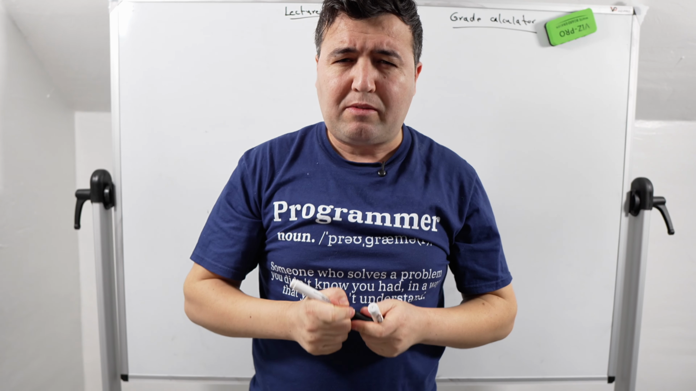But if your score is between 50 to 60, your grade is E. And if your score is between 40 to 50, your grade is P. P means pass. And if your score is less than 40, you fail. So this is the grade calculator program.